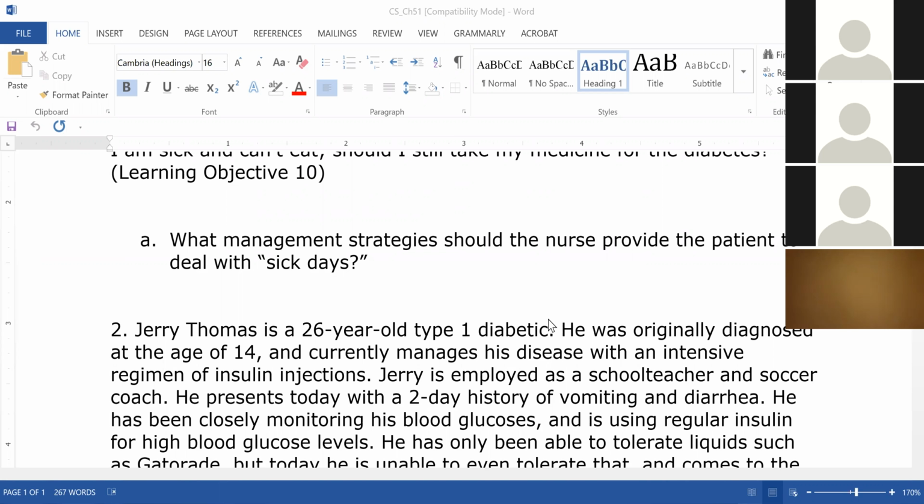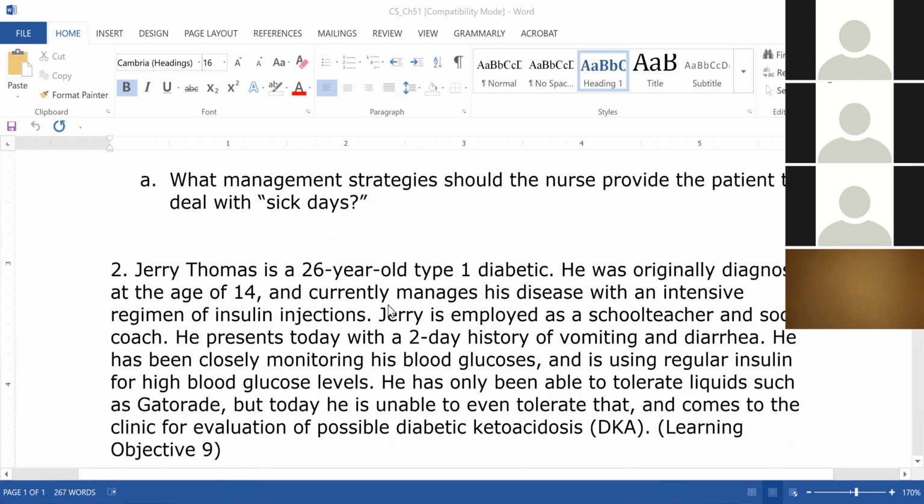All right, so we ready to go on to Mr. Thomas? Yes. Okay, so again, type 1. He was originally diagnosed at 14. Type 1 is also known as juvenile diabetes. I believe your book says from 1 to 30, and then type 2 is 30 and above. However, we have type 2 diabetics that are younger than 30, and especially with a lot of childhood obesity is the reason why we see it sooner.